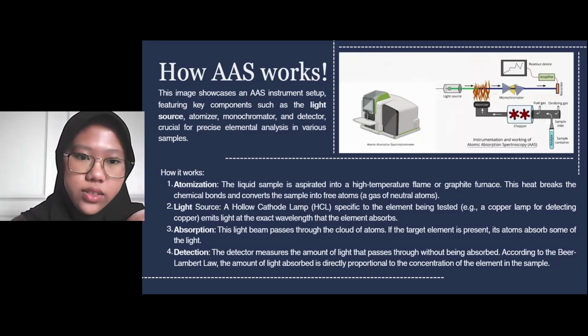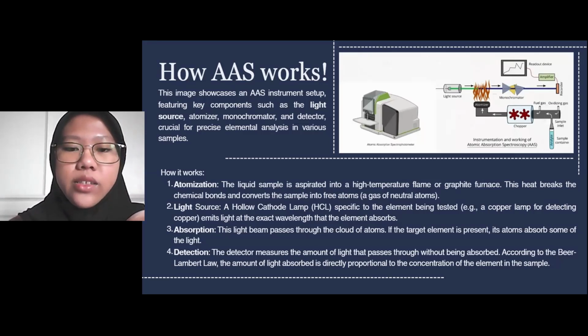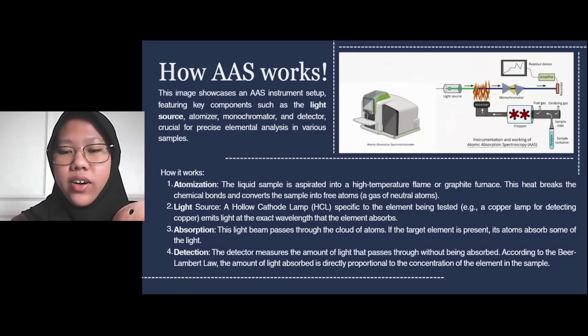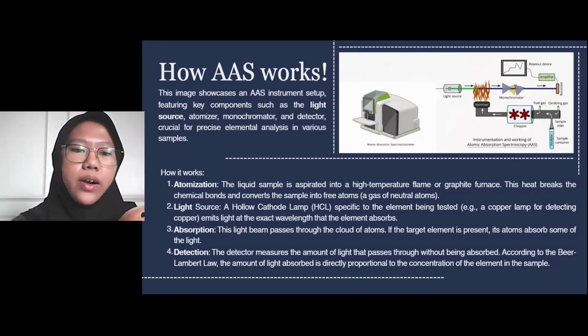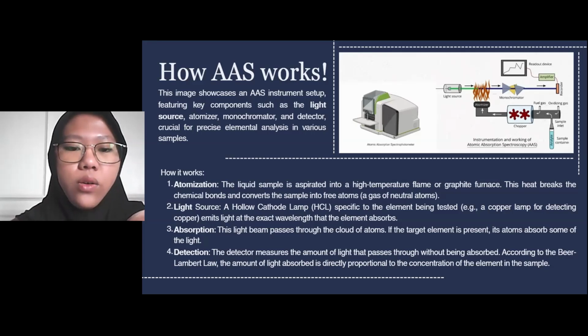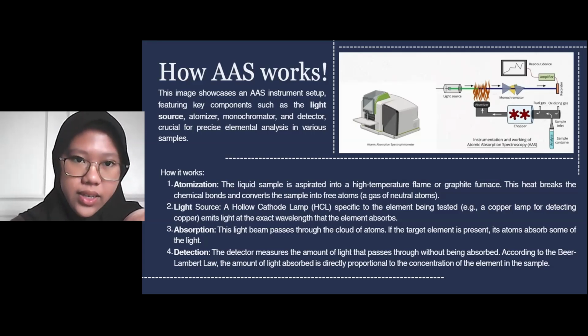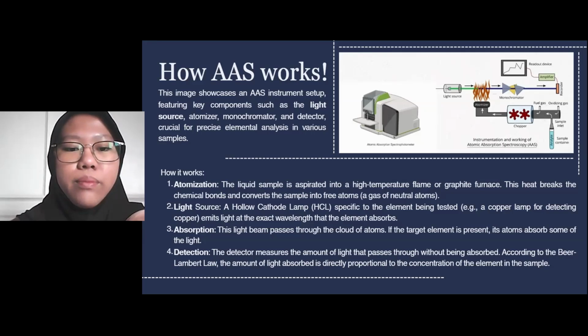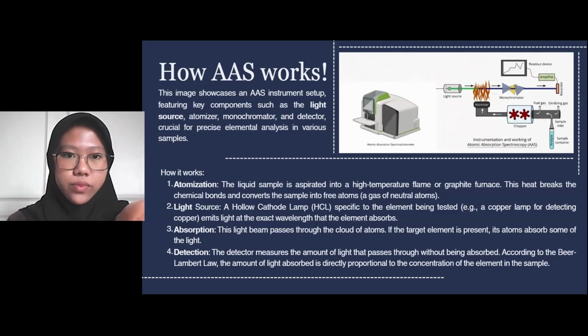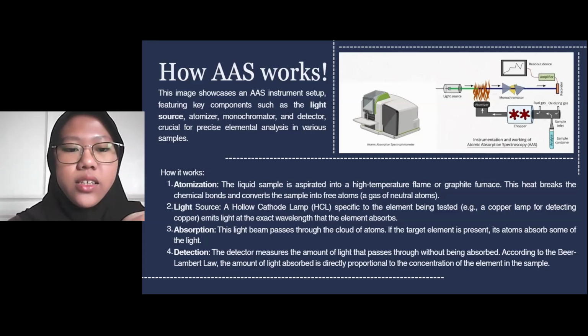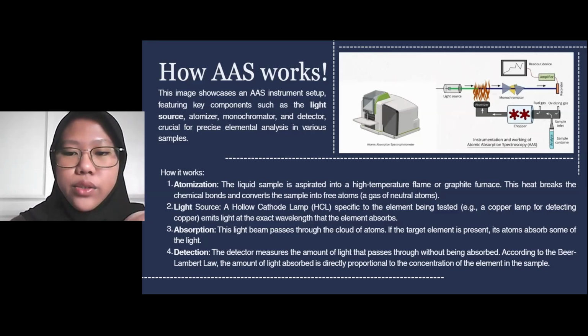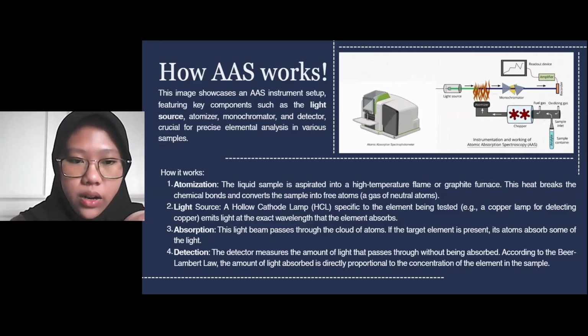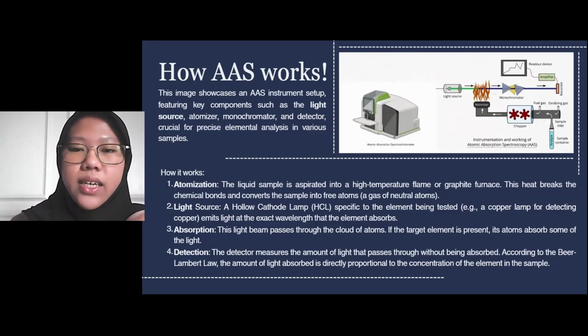Two, light source, a hollow cathode lamp, or HCL, specific to the element being tested. For example, a copper lamp for detecting copper emits light at the exact wavelengths that the element absorbs. Three, absorption, where this light beam passes through the cloud of atoms. If the target element is present, its atoms absorb some of the light. Four, detection. The detector measures the amount of light that passes through without being absorbed. According to the Beer-Lambert law, the amount of light absorbed is directly proportional to the concentration of the element in the sample.